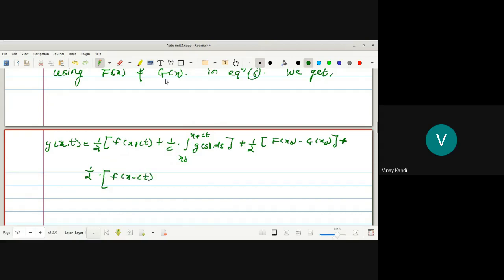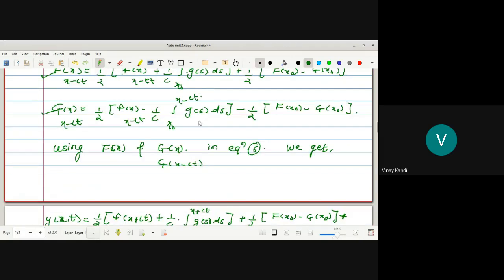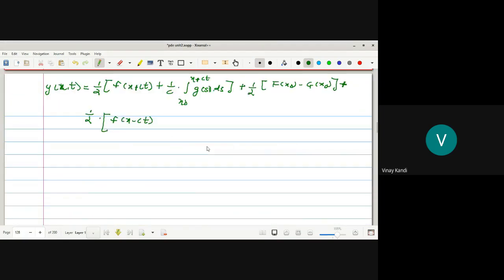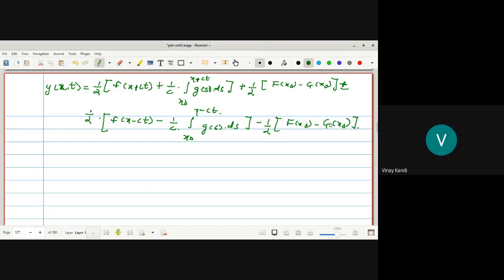Okay, what is g of x? If this is g of x, then what will g of x minus ct be? Wherever there is x, replace x by x minus ct. Okay, x minus ct minus 1/c into integration x naught to x minus ct g of s ds. Minus 1/2. Here it is plus, and here it is minus, into the bracket capital F of x naught minus capital G of x naught. Okay, so this is our solution which also satisfies the initial condition.